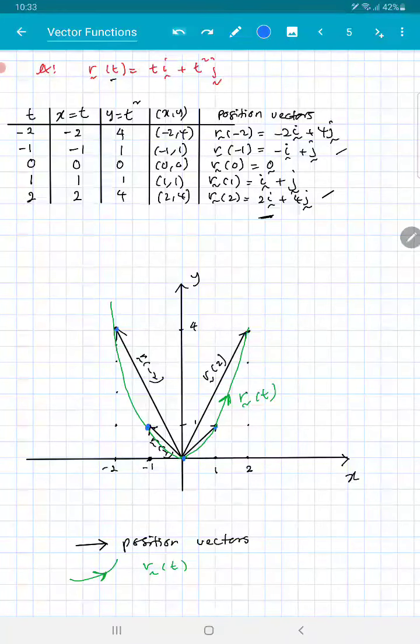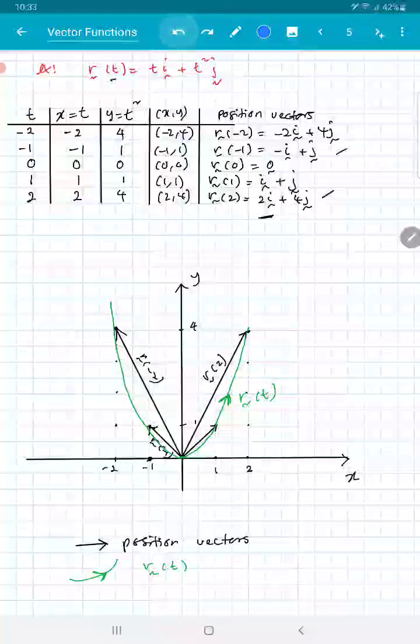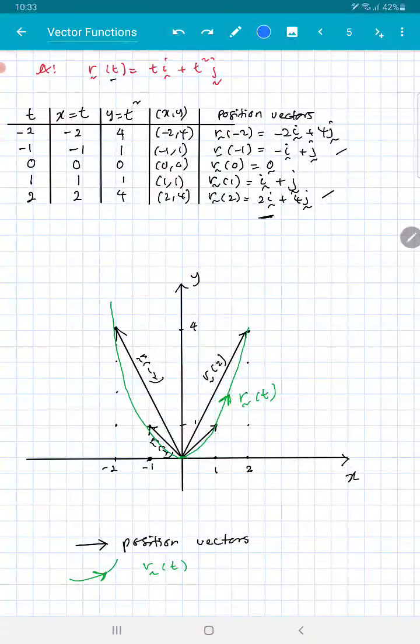I'm going to erase that. So what you do is you look at how the value of t increases. In this case, the value of t increases from left to right. Hence, the direction is from left to right for the vector valued function r. So that is one example.